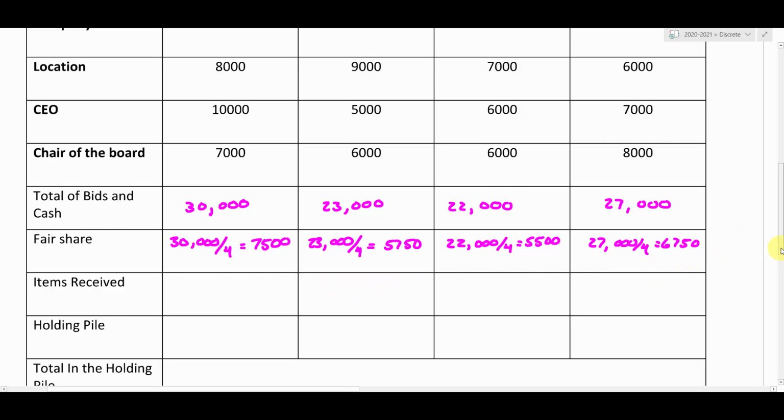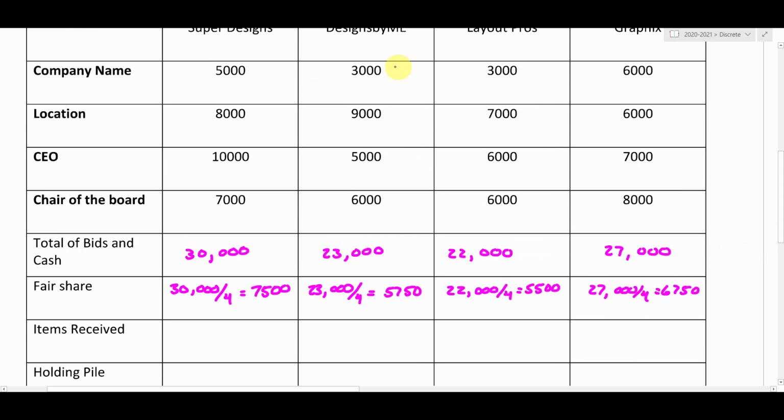So we'll start with the company name, and the highest bid was by Graphics with 6,000, so they're going to get the name. And then we go to location. The highest bid was 9,000, so location goes to Designs by Me. And then we go to CEO, and the highest bid was here by Super Design, so they will get CEO. And then chair of the board is going to go to Graphics. They get name and chair.